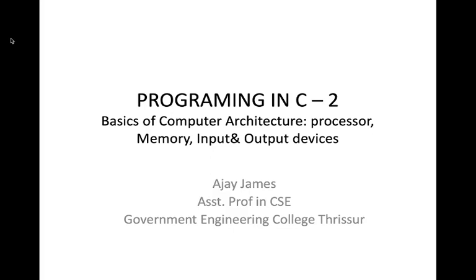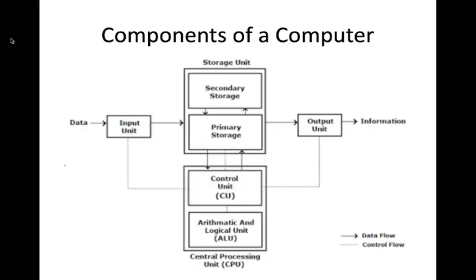Hello all. So this is the second lecture of programming in C. In this lecture you will see basics of computer architecture. That is where we will see what is a processor, what do you mean by memory, then input and output devices. These things you might have seen in school days, but we have to study all these things also in this syllabus.